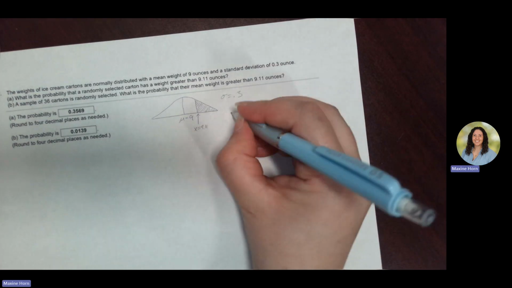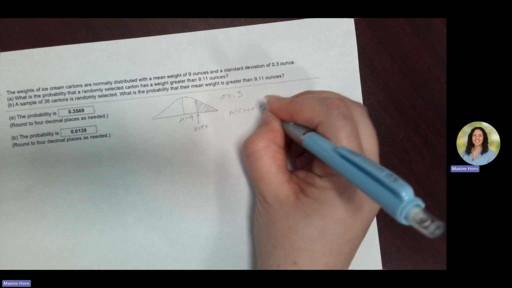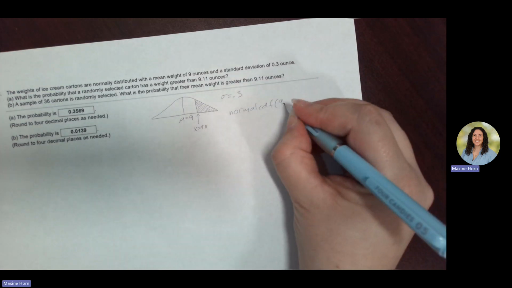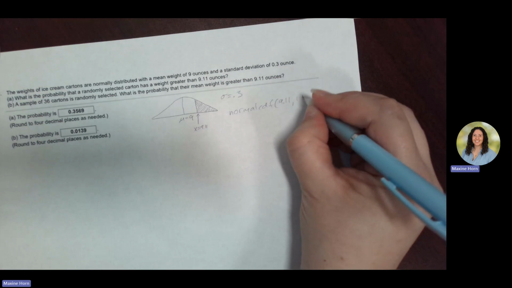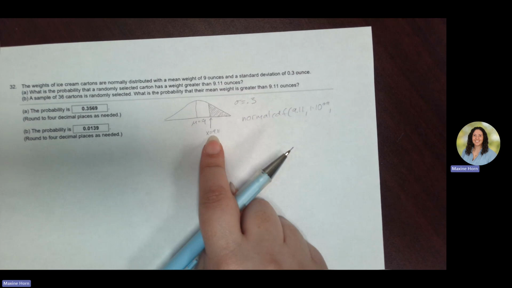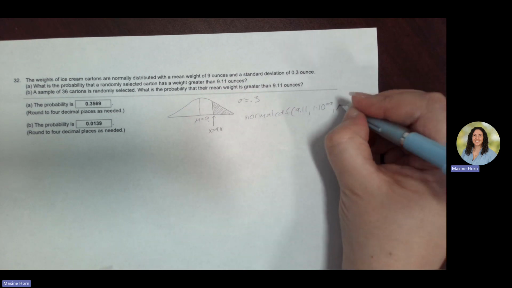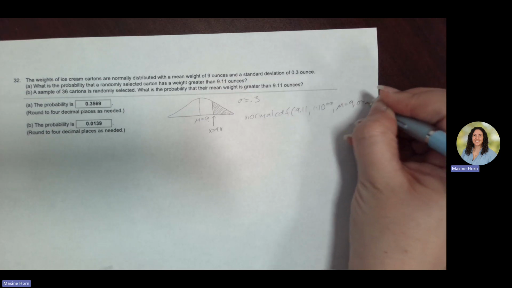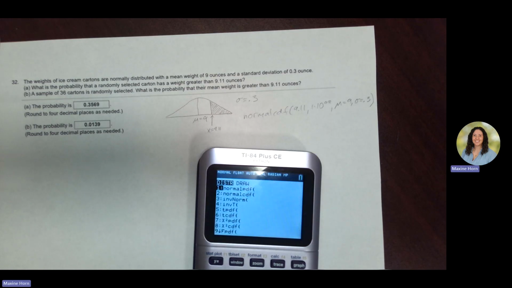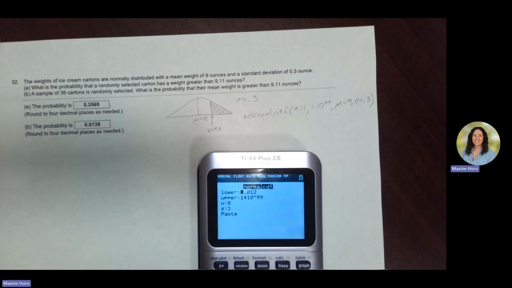So the fastest way to find this is normal CDF. Lower bound is 9.11. Upper bound is 1 times 10 to the 99th. Because I'm giving it X values for my upper and my lower bound, I have to give it my actual mean and my actual standard deviation. Mean of 9, standard deviation of 0.3. Second vars, normal CDF. Lower bound is my X value. Because I gave it X values, I have to give it the actual mean and the actual standard deviation.